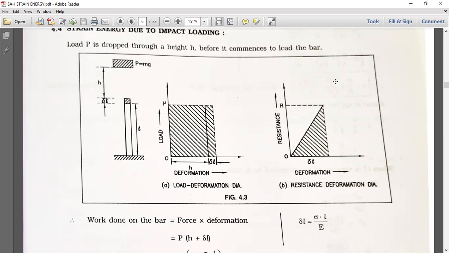Let's first see figure 4.3, which shows a small bar. P is equal to m into g, where m is mass, g is gravitational acceleration, the height is h, and the change in length is delta L. First, the load versus deformation diagram. It seems to be normal, and the deflection we can measure. Second is the deformation versus resistance diagram, which is linear.